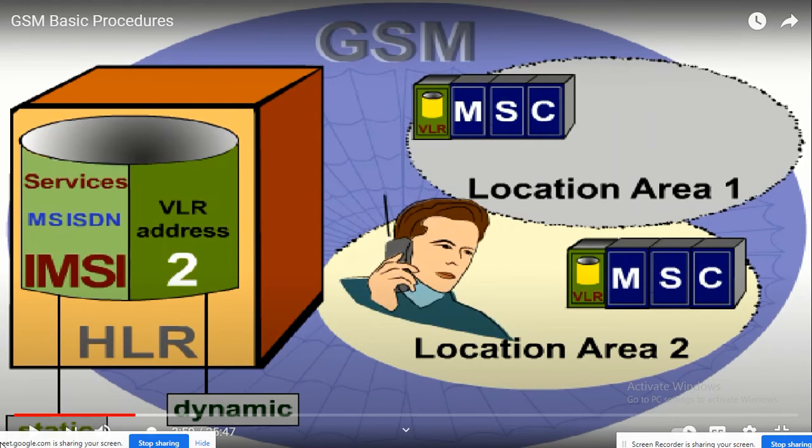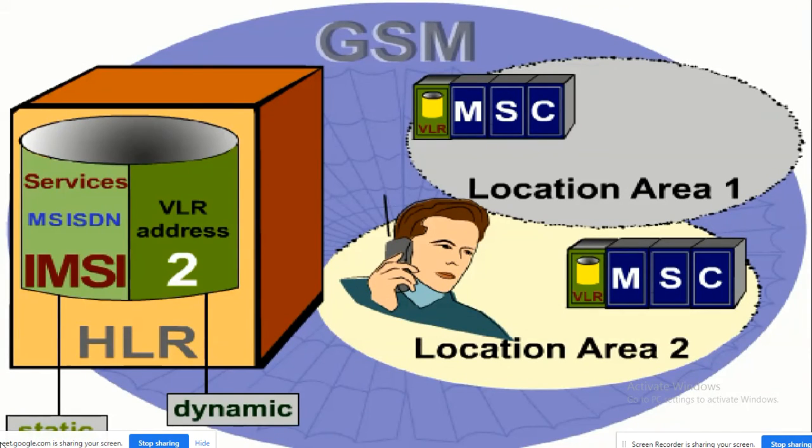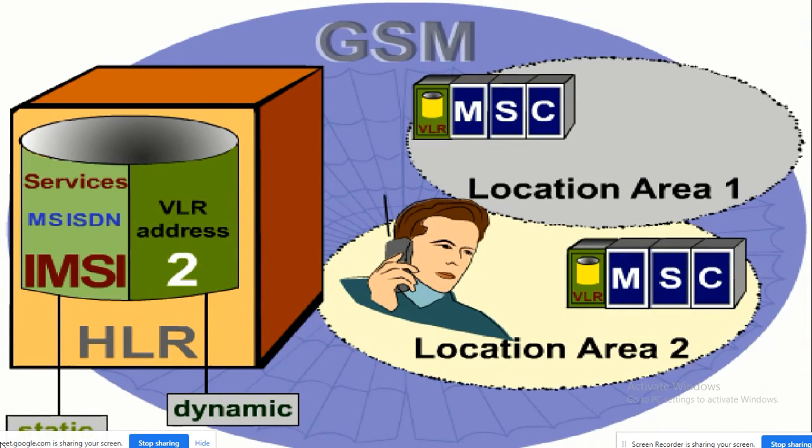From this, you come to know a point: HLR and VLR are linked. The subscriber's location is known, and this enables the routing of calls to the relevant MSC.